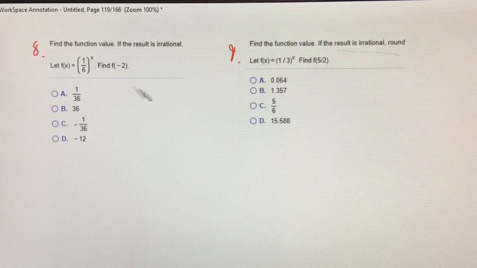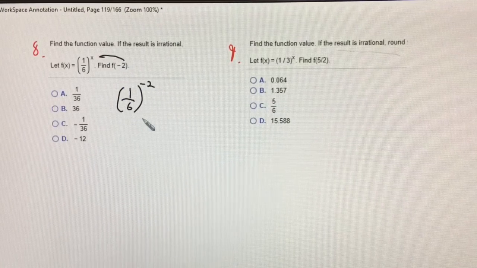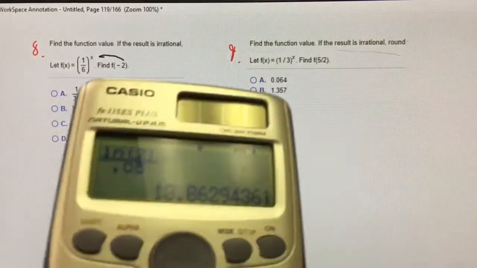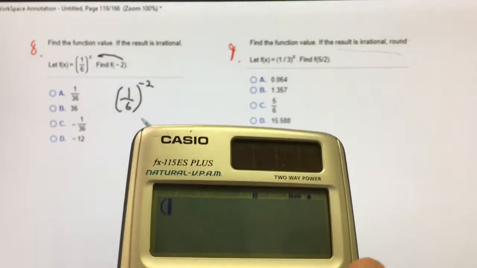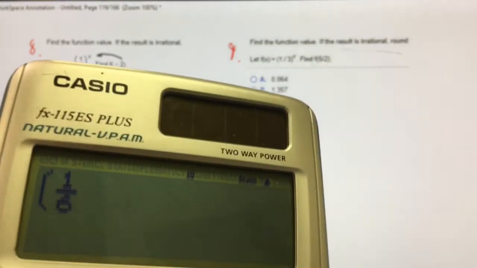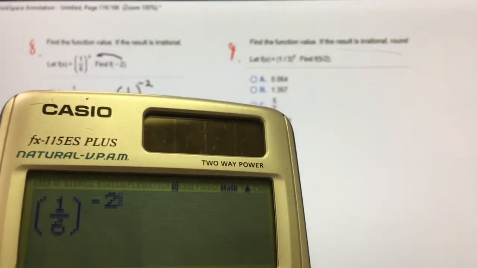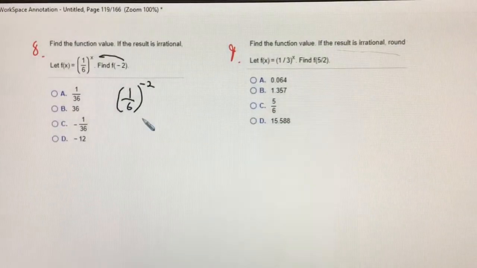All they want me to do is plug the 2 in. So when I use the calculator, I'm going to type in parenthesis 1/6, and then the -2 is going to go up in the exponent, and the calculator will accept that pretty nicely. So I'm going to start off with the parentheses, then I'm going to hit the fraction bar, 1 on top, 6 on the bottom. Right arrow, close parentheses, x box to the -2. Just type it in like it looks, and my answer is 36. Just a simple calculator key in.